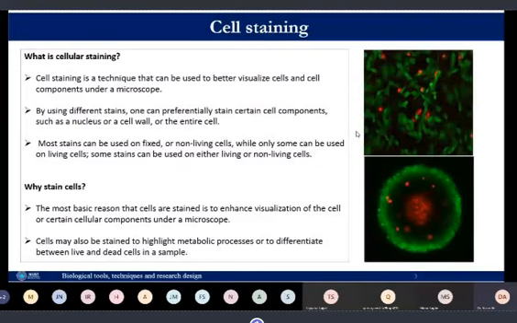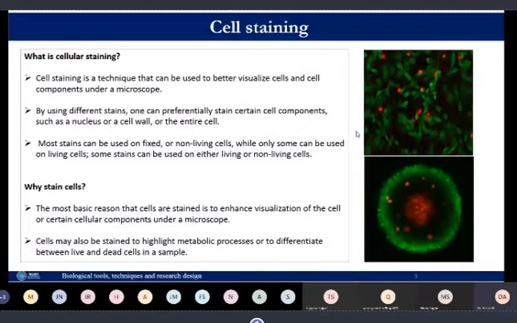Cell staining is a technique that can be used to better visualize cells and cell components under a microscope. By using different stains, you can stain certain cell components such as the nucleus, cell wall, or even the whole cell. Most of the stains can stain non-living cells, some can stain living cells, and some can stain both live and dead cells.